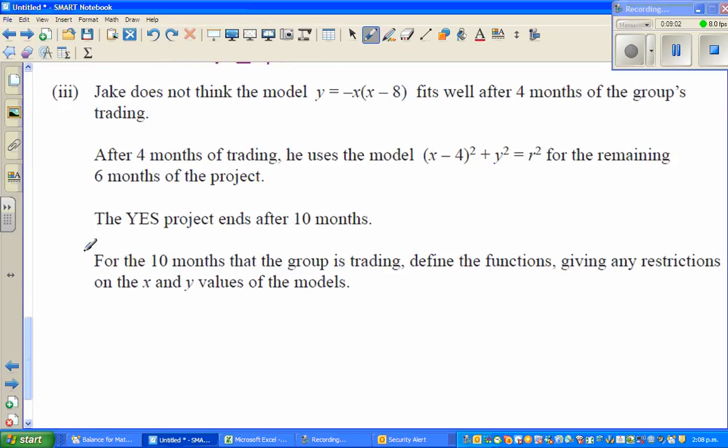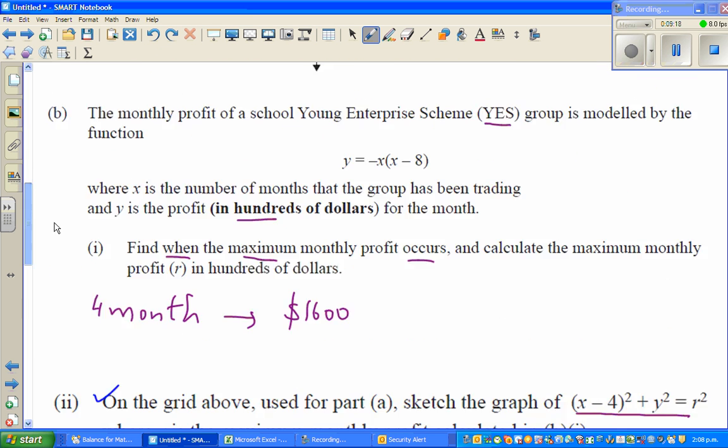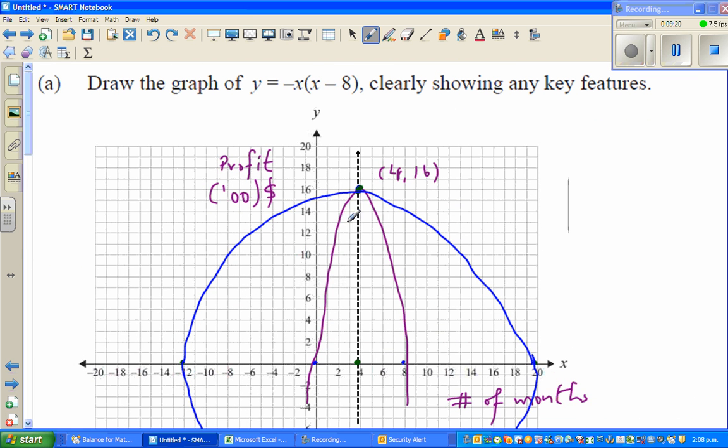The last question is, Jake does not think the model y is equal to minus x times x minus 8 fits well for the 4 months, well, after 4 months of trading. So what he's saying is, if this is a model, this parabola doesn't model the profit of the business quite well. So that's not a good model after the 4th month. That means this branch doesn't model their profit. The first branch is fine. The second model doesn't work well.